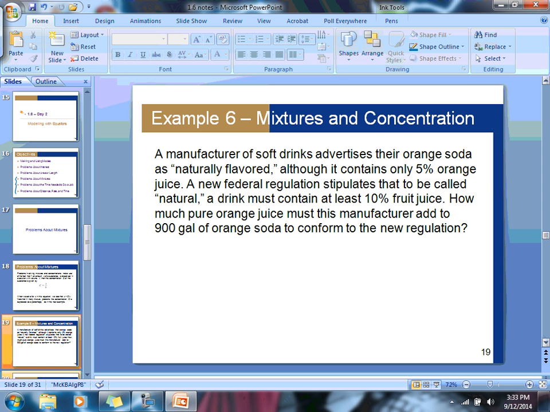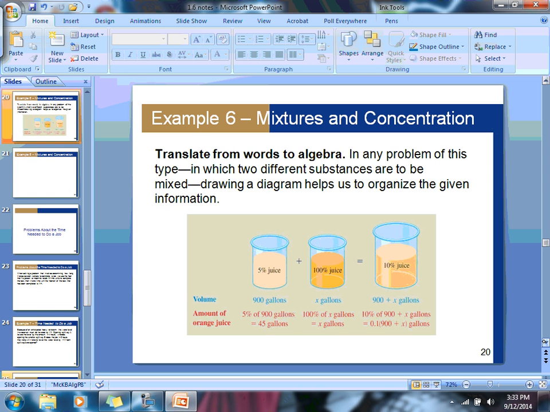So the next slide has a picture that really helps to visualize what is going on here. Originally we have our 900 gallons of our 5% fruit juice. And we're going to add some amount. We're going to add X gallons of the 100% juice, the actual orange juice. And we want to end up with a 10% concentration. But we're also going to change the volume of our liquid. We're going to have 900 plus X gallons at the end.